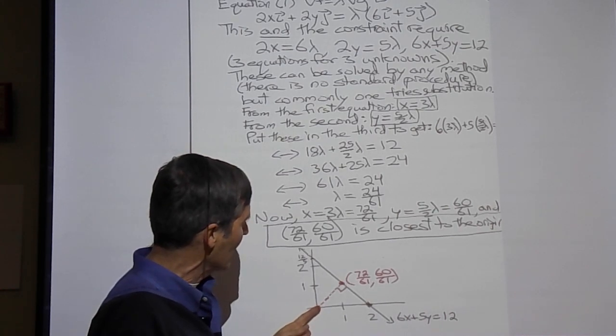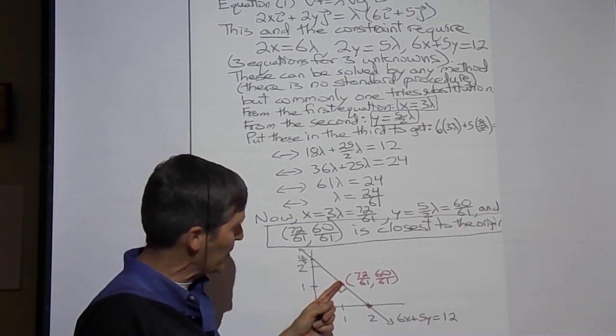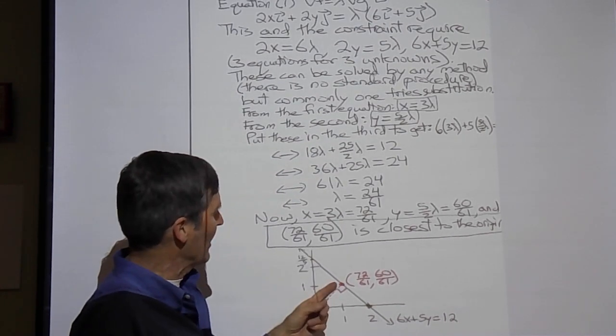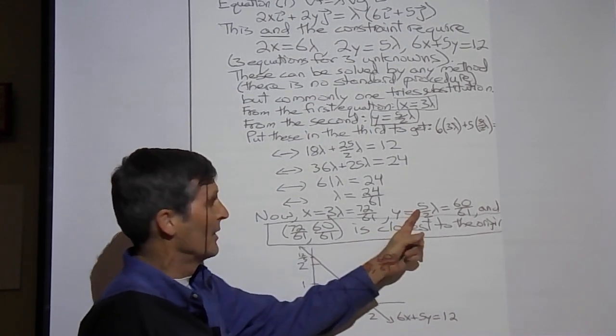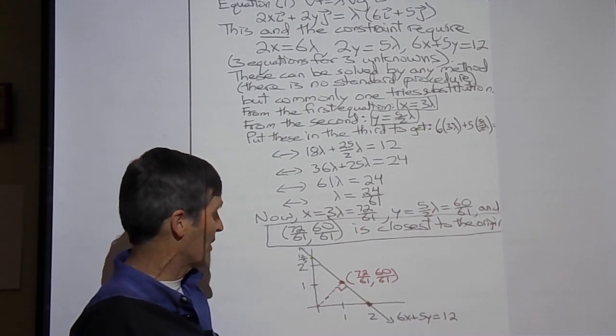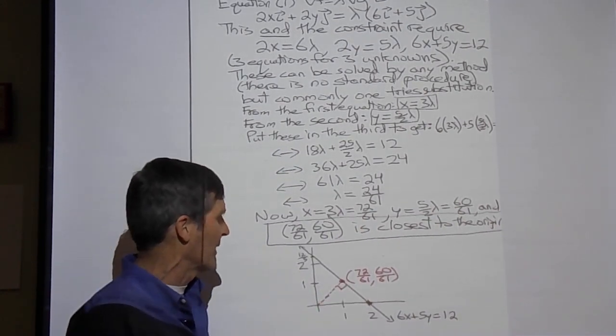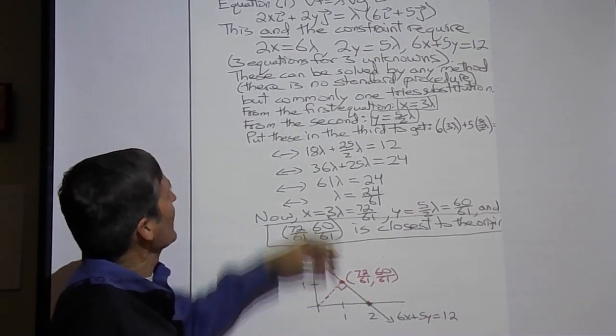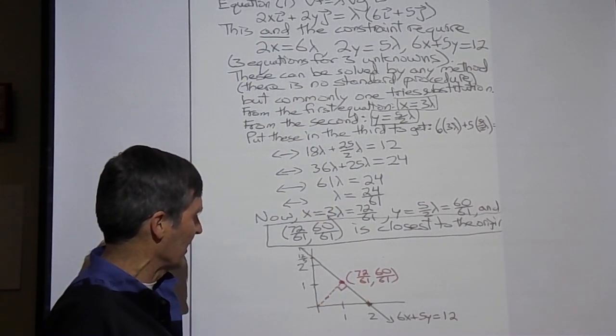Euclidean geometry says you can drop a perpendicular, and there's a unique point at the end of the perpendicular that's the closest point of the line. So you say there's exactly one minimum. This is the only point that satisfies the Lagrange multiplier theorem, so that's the minimum right there. 72 over 61, 60 over 61. Plug those into F to actually find out what the minimum distance is.